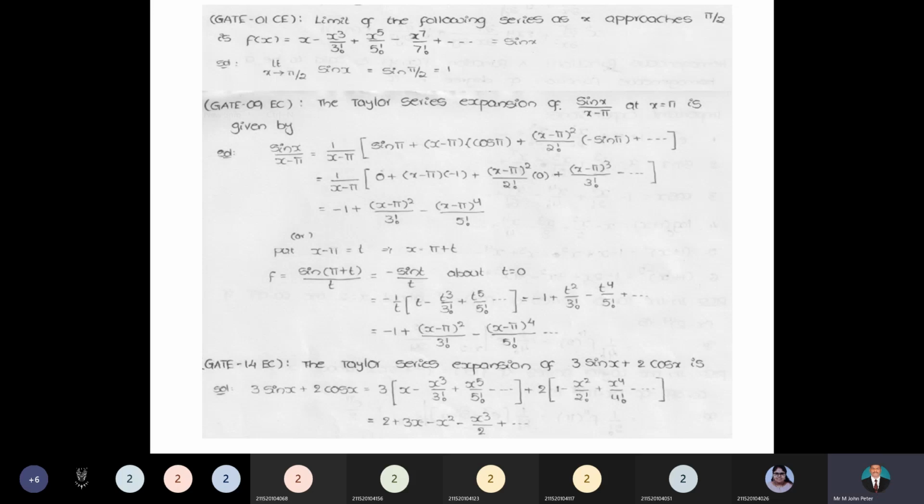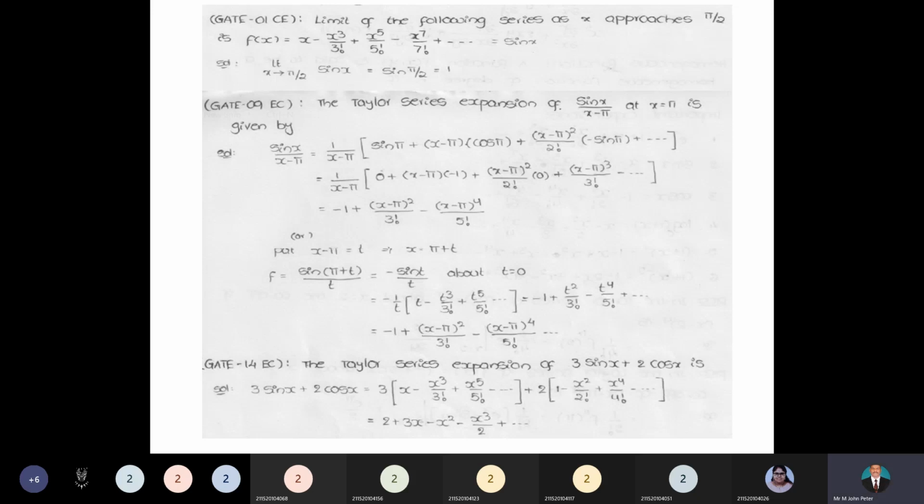Sin(180 plus theta). In sin(90 minus theta), it stays as it is; I mean, we convert it to cos. But here, for the second one, you will get a negative. Okay, that is minus sin t by t.